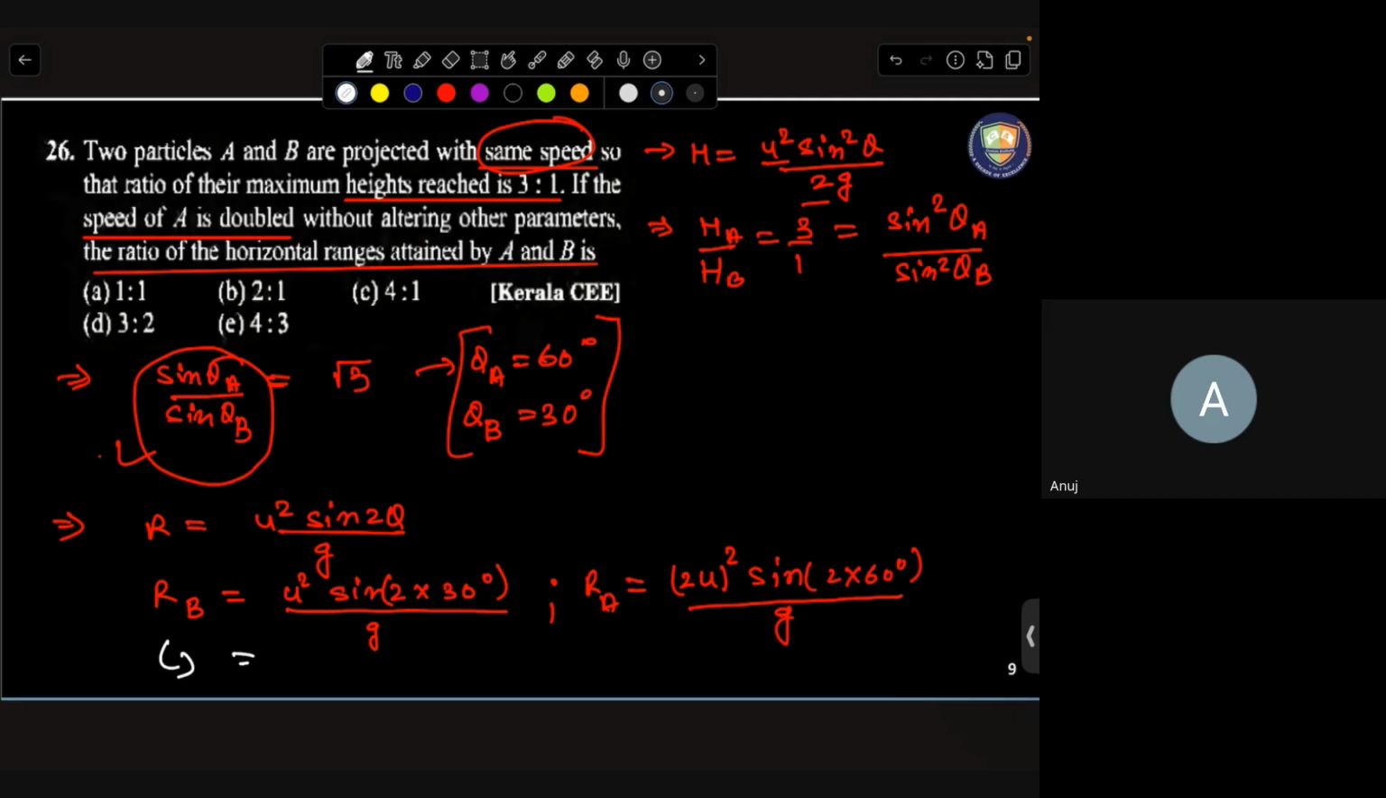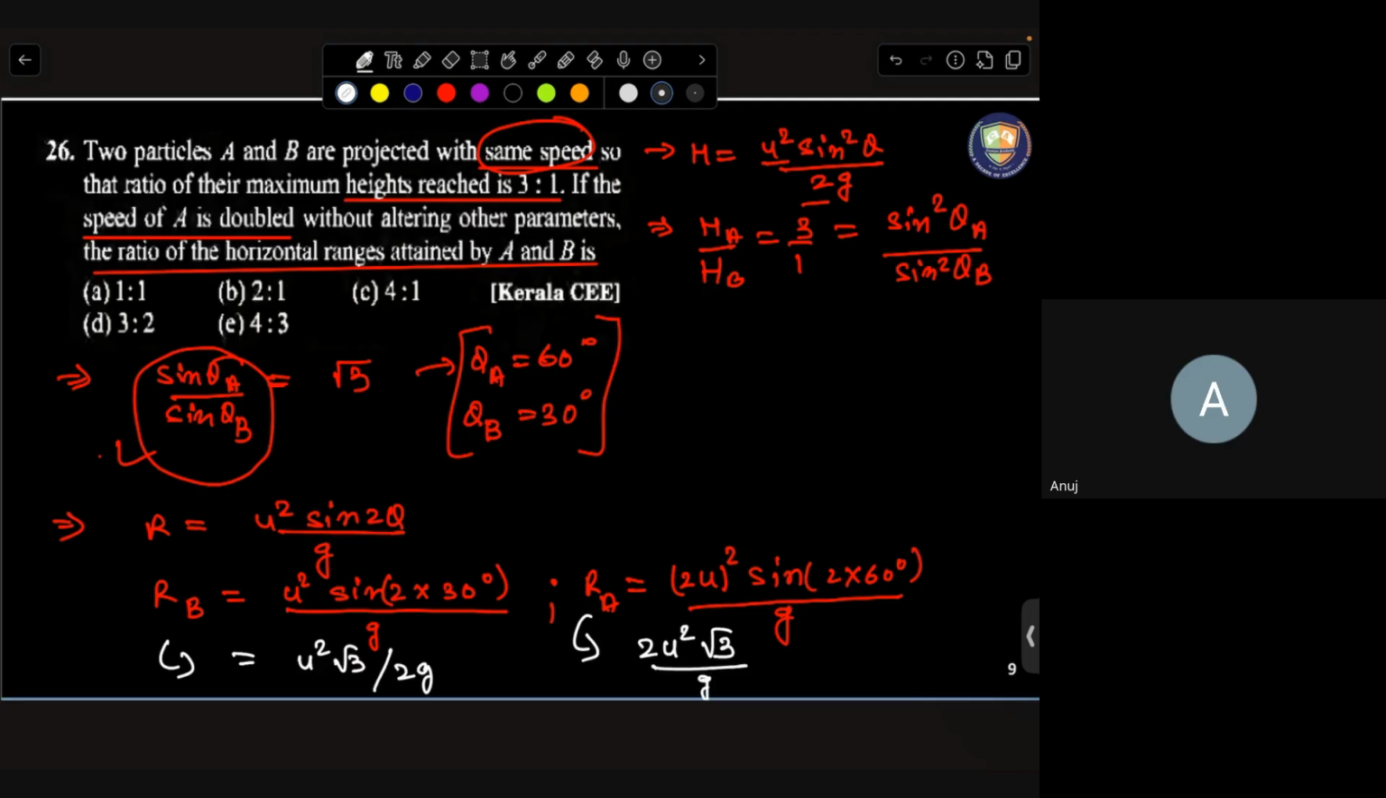This is u square sine 60, so root 3 by 2g. This is coming as 2u square, so 4, but 1 by 2 will cancel each other. So 2u square root 3 by g. We all know sine 120 is also positive, correct?